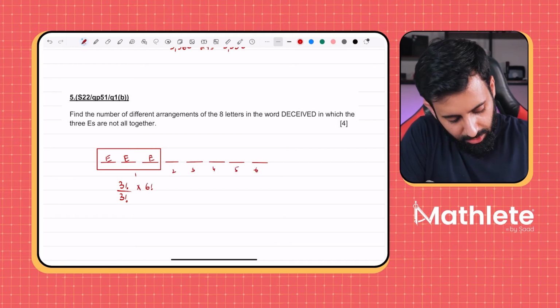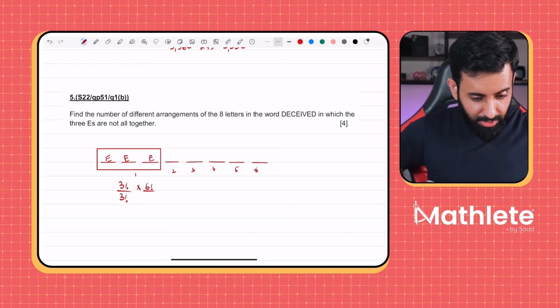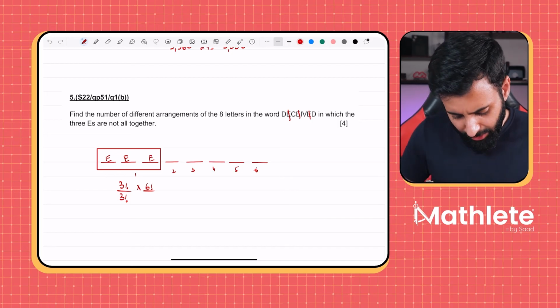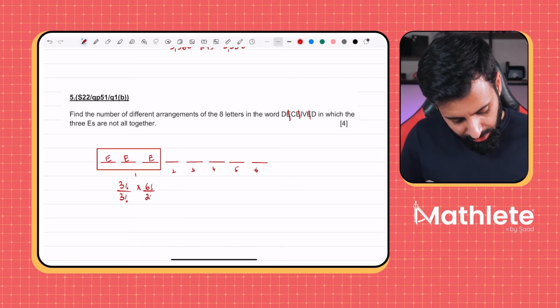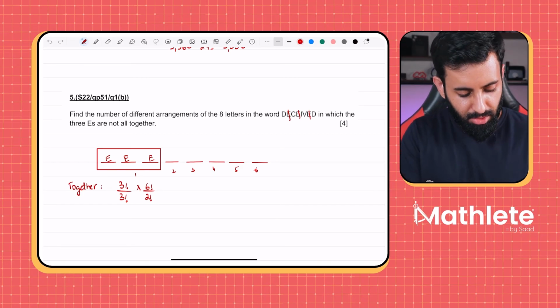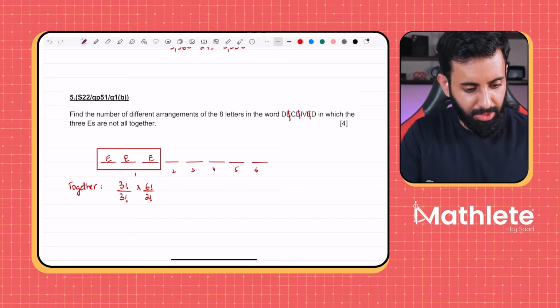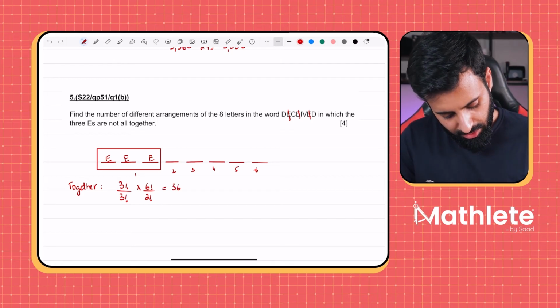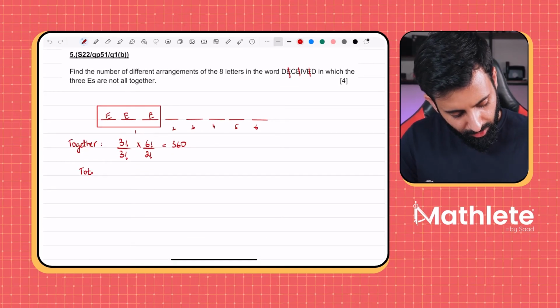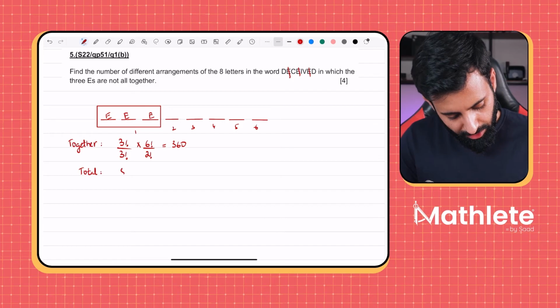So into 6 factorial, what should I divide 6 factorial with? Let's see if there are any repetitions. So we've dealt with the E's, let's cross them out. Now I see D that's being repeated, so divide by 2 factorial. This is how we work out the number of ways they can be together. So let's see, 6 factorial divided by 2, that is 360. Okay, now let's work out the total. The total would be 8 factorial divided by 3 factorial into 2 factorial.